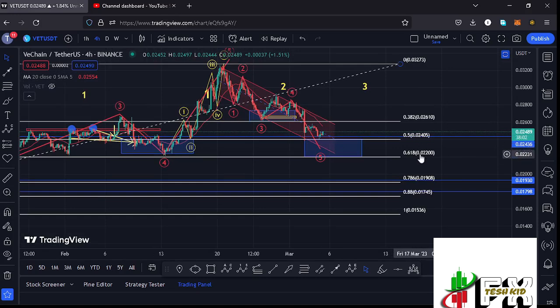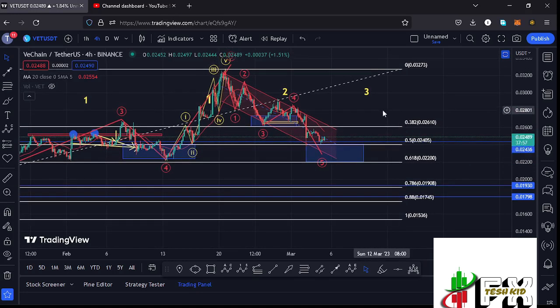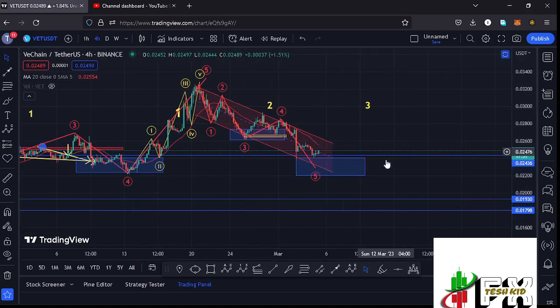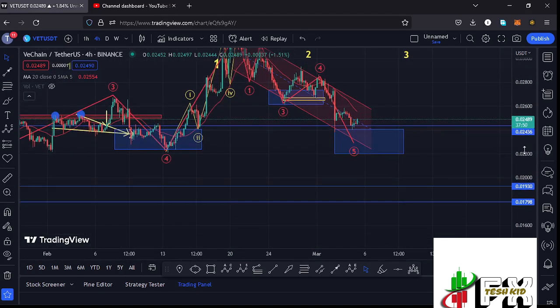which is a target area that lies between the $0.02405 mark and the $0.0220 mark, and that is the minimum that I was expecting this higher Elliot wave count 2 to the lower side to do. And at the time of this recording, we have not fully maximized our target area in the formation of that wave 2.